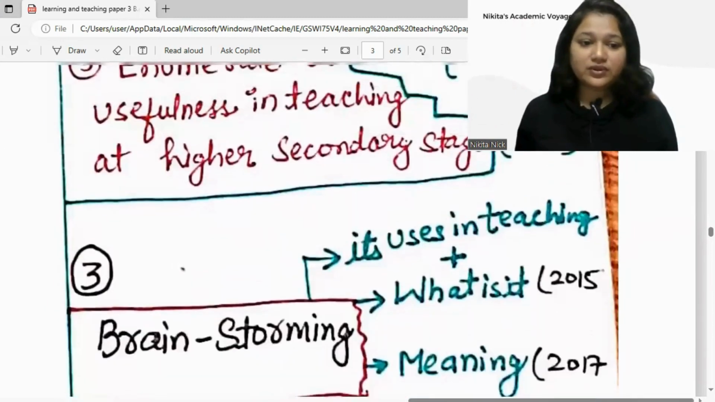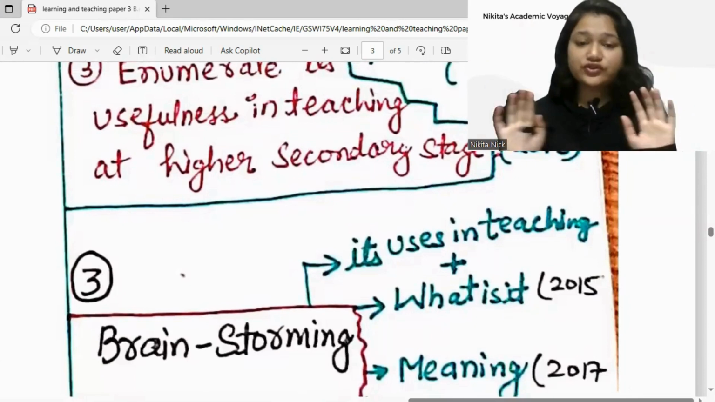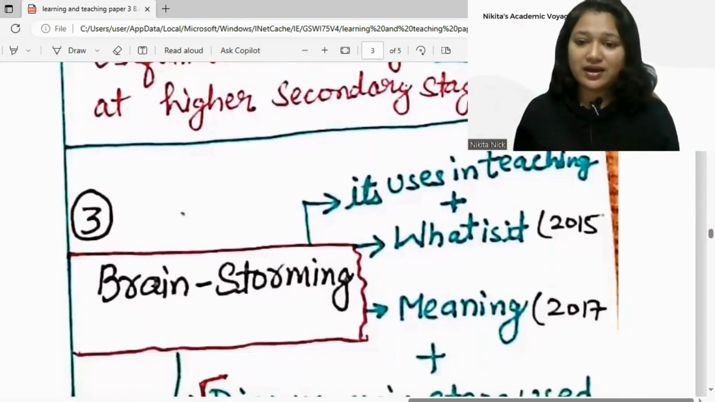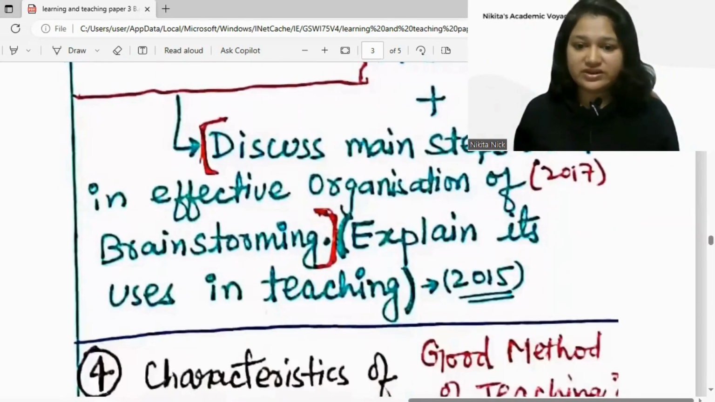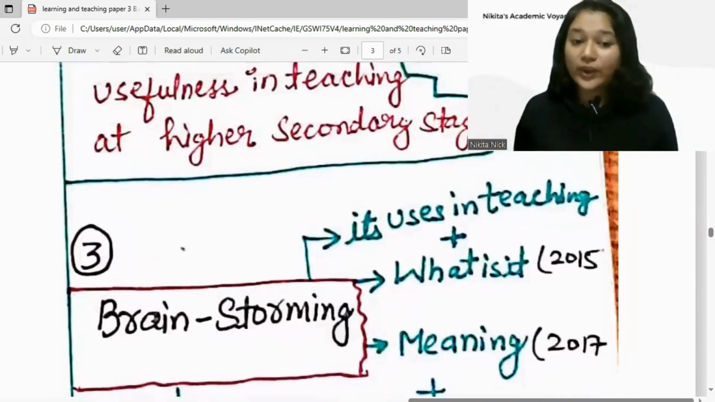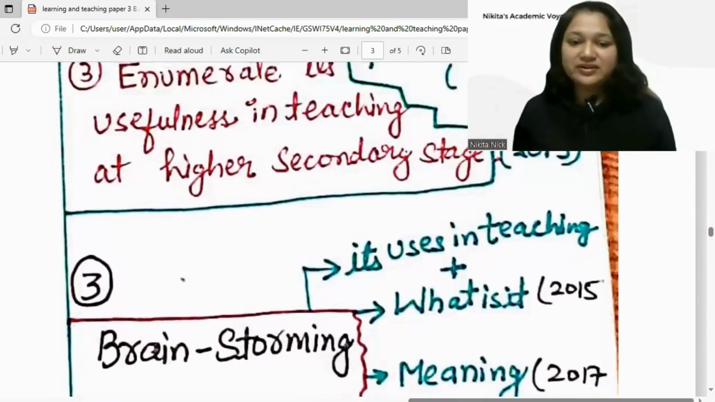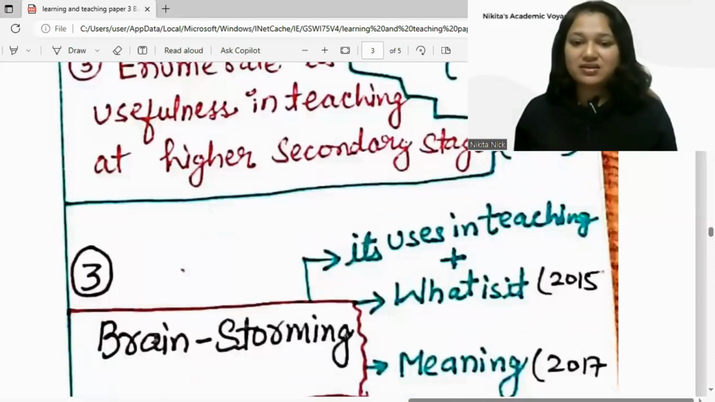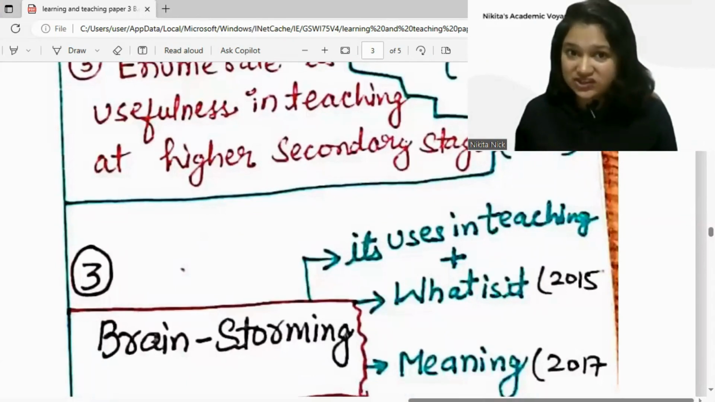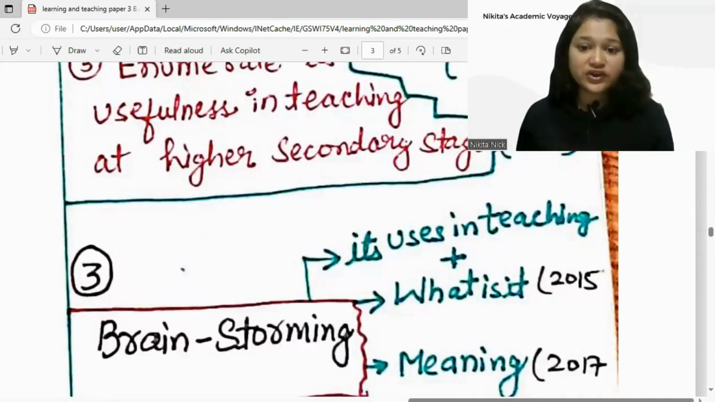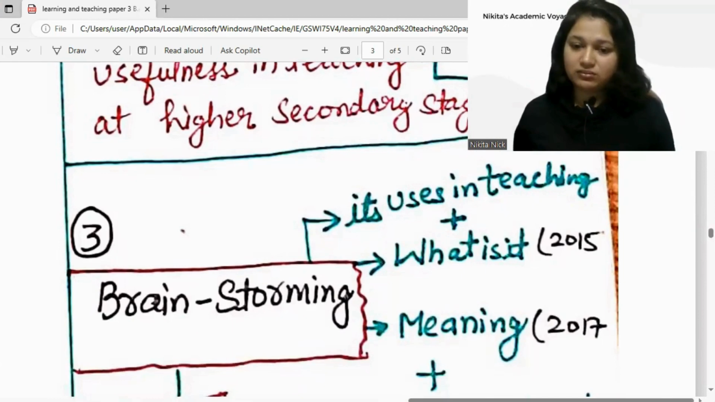The next is brainstorming. The brainstorming question is important because it was asked in 2015, 2017. So way earlier, but still prepare it. For brainstorming, you have to write about its uses in teaching, how brainstorming is used in teaching, what it is, what is the meaning of brainstorming. Same thing. Uses in teaching.